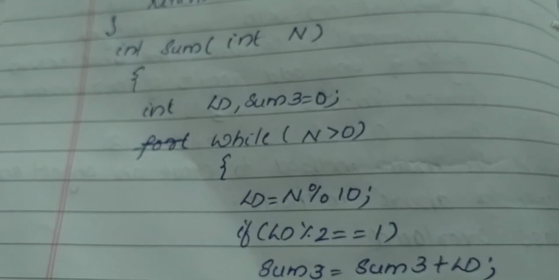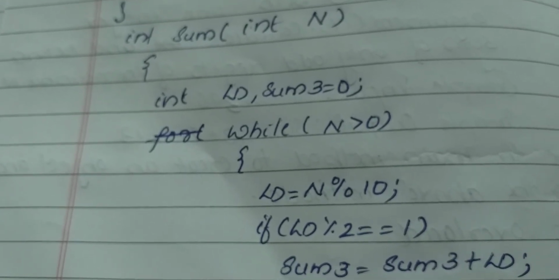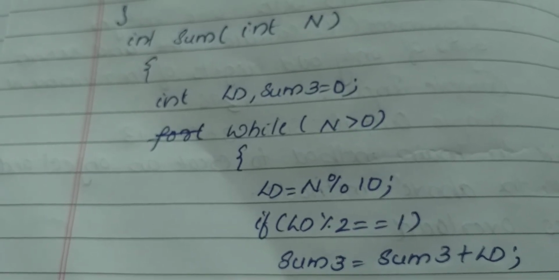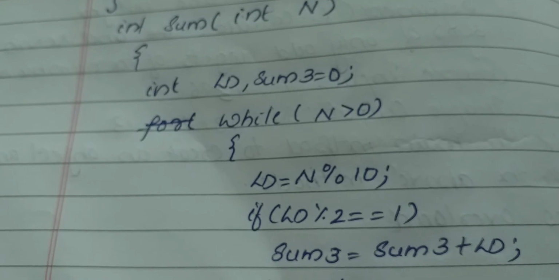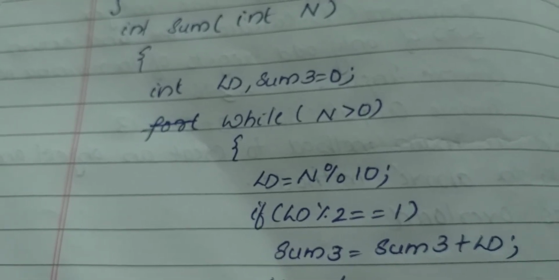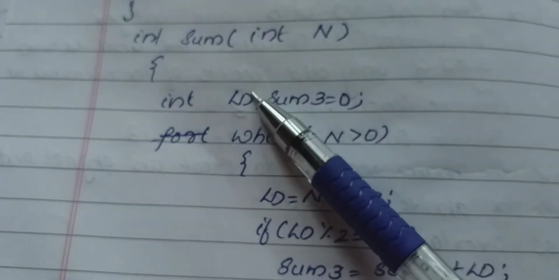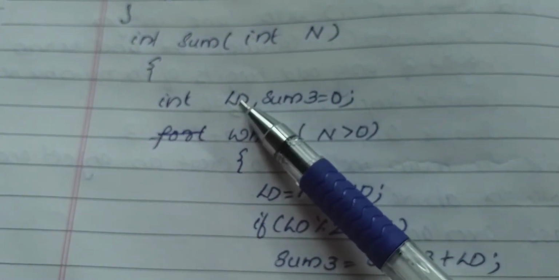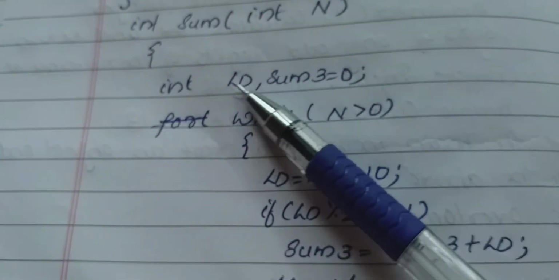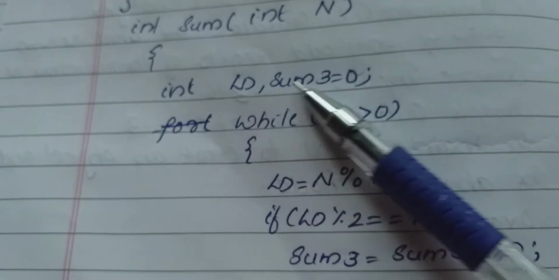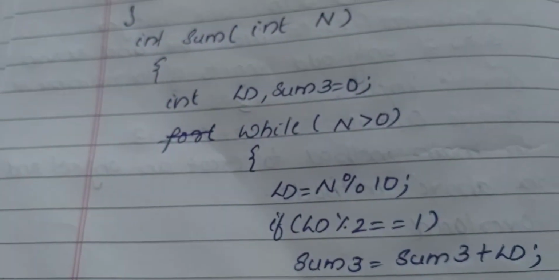So in this function, we want to extract the final digit of that number. Extract each digit of the number, and for storing that particular extracted digit, we are using a variable LD. In order to extract each digit in the number, we are using this variable LD, and it is of integer type, int LD, and we want to find the sum, isn't it? The sum is of integer type, and we have declared it as 0.